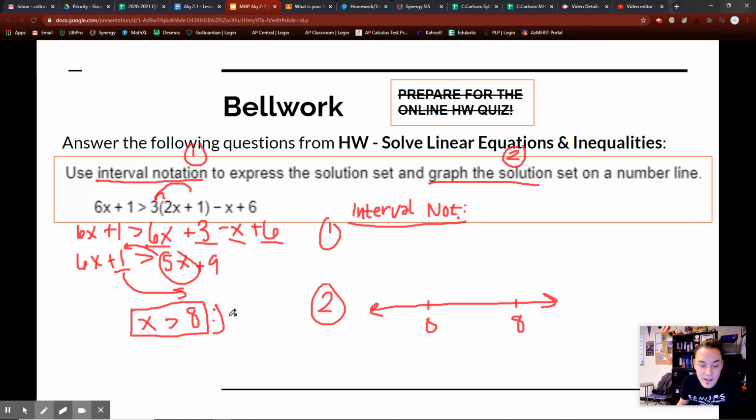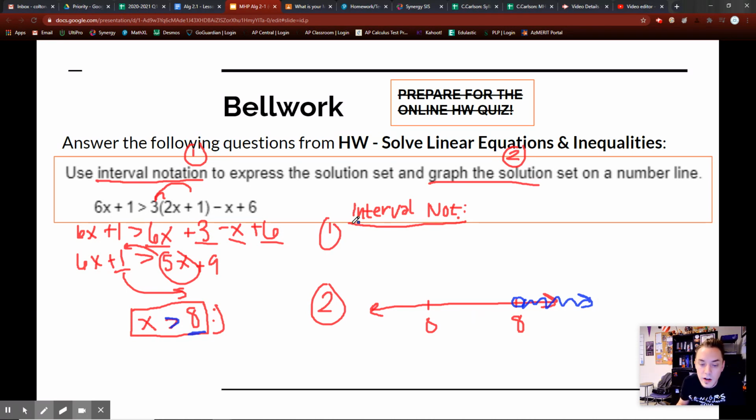0 for reference, I have 8 because that's the number I'm interested in. This is not an equal to sign, so I'm just going to circle this. And which side is this arrow pointing to? It's pointing to the right side. So it's going to go boom, boom, boom, boom, all the way to infinity.